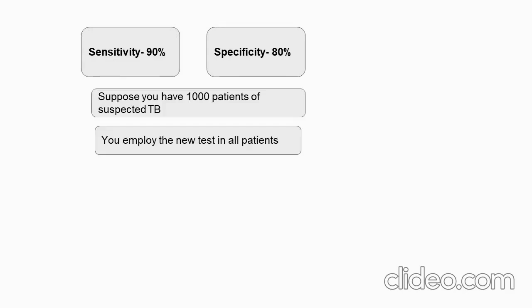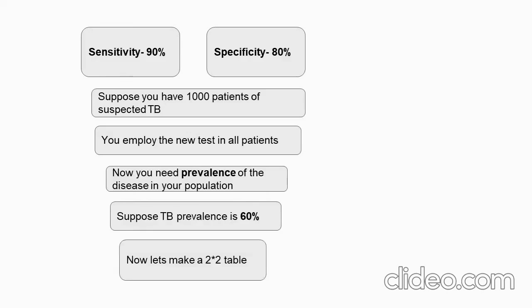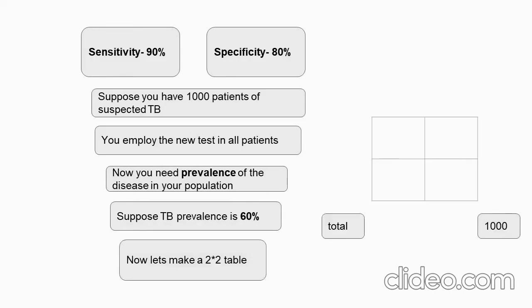Suppose you have 1,000 patients of suspected tuberculosis, and you employ the new test in all 1,000 patients. You also need to know the prevalence of the disease in your population. Suppose the tuberculosis prevalence is 60%. This means, out of 1,000 suspected patients, 600 will have tuberculosis, and 400 will not have tuberculosis.